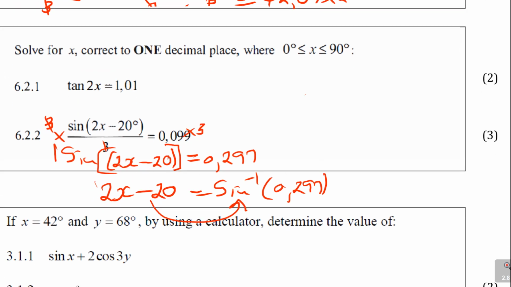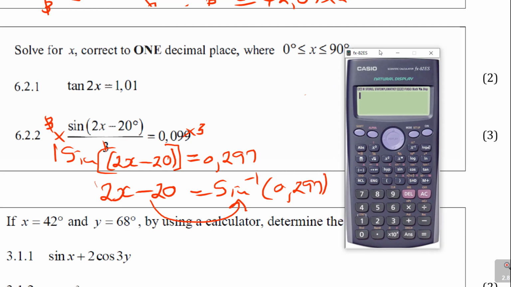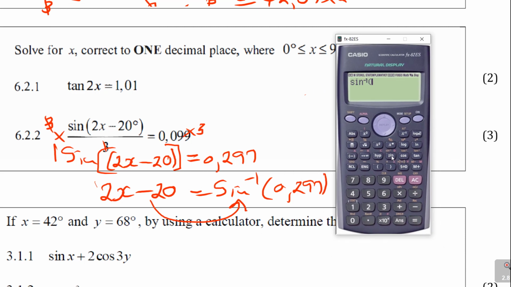Then you divide by what? You divide by 2. Alright. Then your answer will come out without a problem. So, shift arcsine 0.297 equal to that. Then we say remember 20 is negative, we say plus 20 equal to that. Then we say divide by what? You divide by 2. There is your answer if you did it.